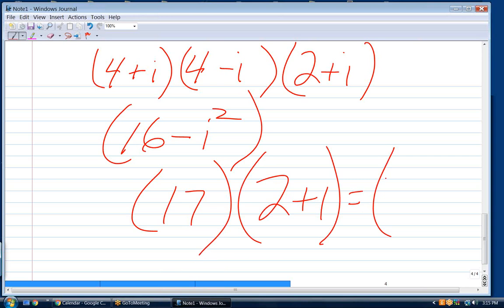So 17 times 2 is 34, and then 17i. I forgot to put a dot over it, made it look like a 1.